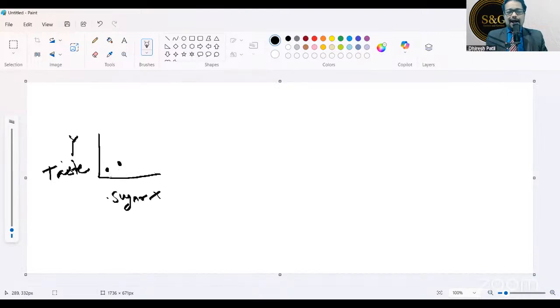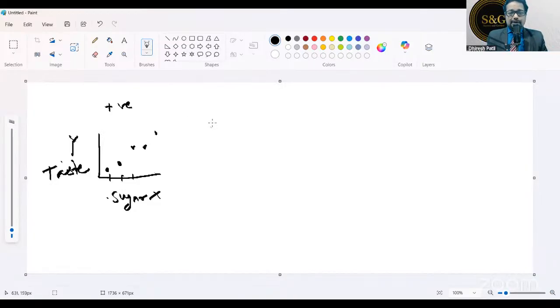The moment I keep on adding the sugar, I will get a similar kind of pattern, up to a certain extent, maybe up to 2 tablespoons, etc. I will get a good pattern like this. And this is called a positive correlation. What is positive correlation? When my X is increasing, when my sugar quantity is increasing, my taste is also increasing. That is called a positive correlation.